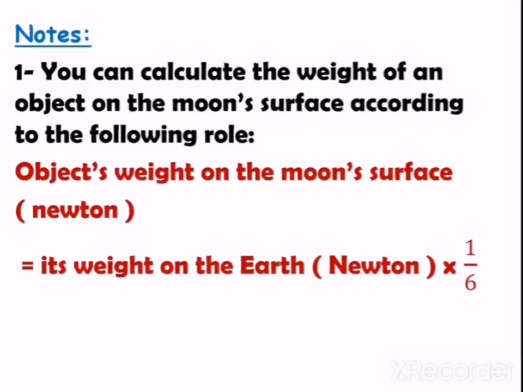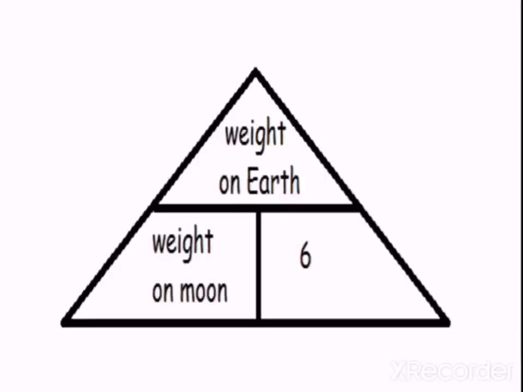So you can calculate the weight of an object on the moon according to the rule. The weight on the moon's surface in Newtons equals the weight on the earth times 1/6. So you can make triangle number 2 from this rule, that the weight on the earth equals the weight on the moon times 6.